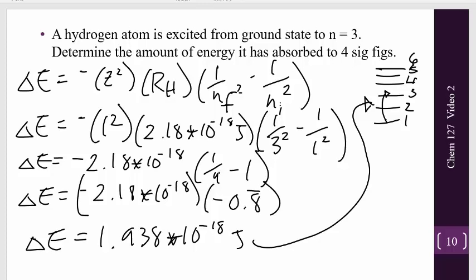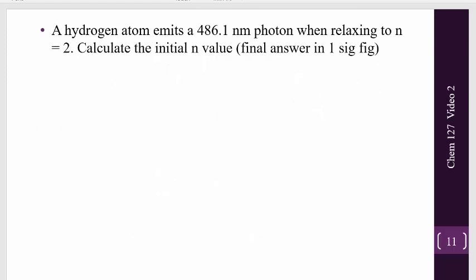Okay, we have one more question that I wanted to give an example for. So in this case, we have a hydrogen atom. It has emitted a photon, and we know its wavelength. And we know that hydrogen atom electron was relaxing to n equals 2. So that was the final quantum value for that electron. It started out at some initial higher quantum level.